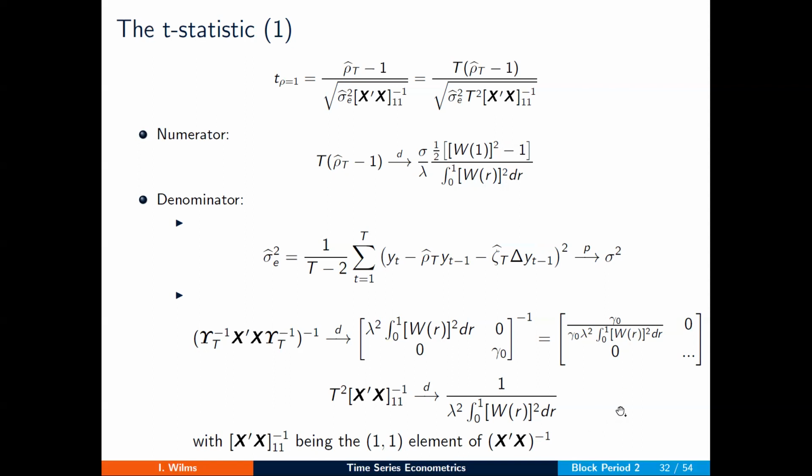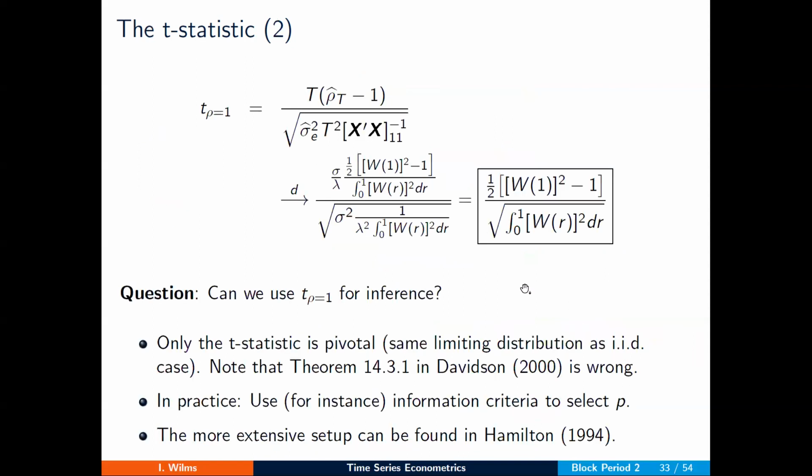Now, what happens if we put all of these pieces together? We see that the nuisance parameters in the limiting distribution of this regular t-statistic do nicely cancel out. And we are left with a regular limiting distribution that is free of nuisance parameters. So that is very nice.